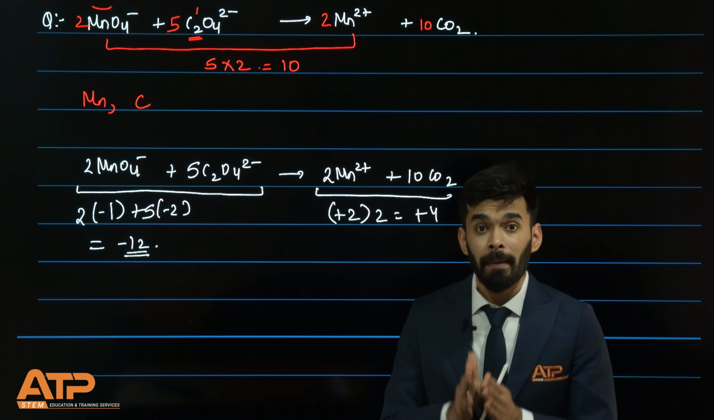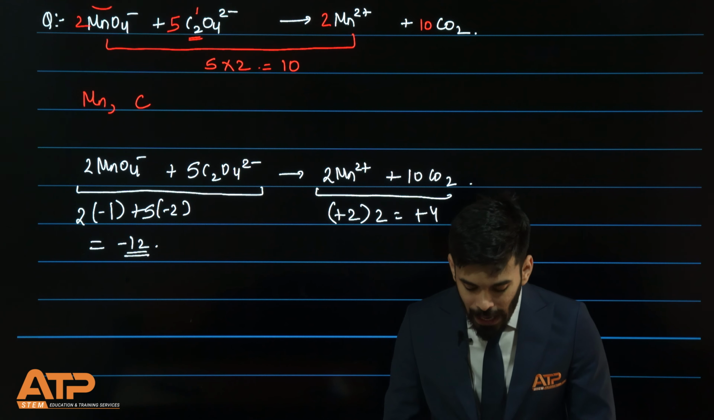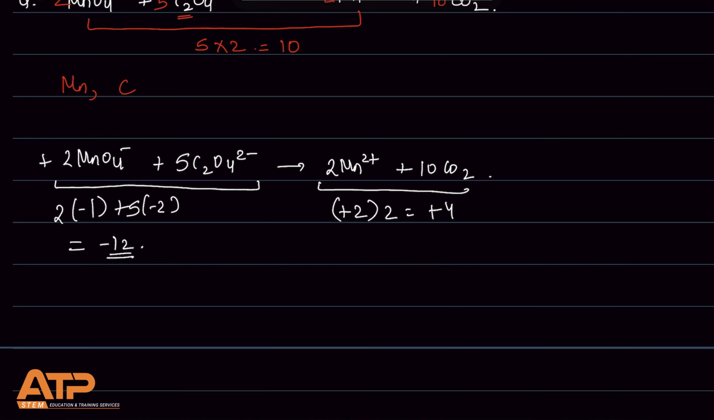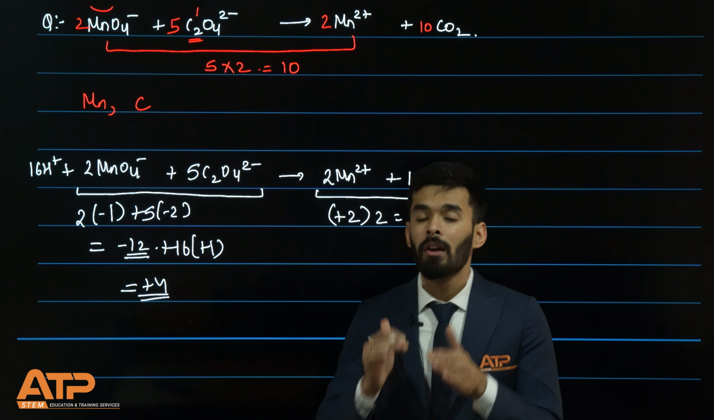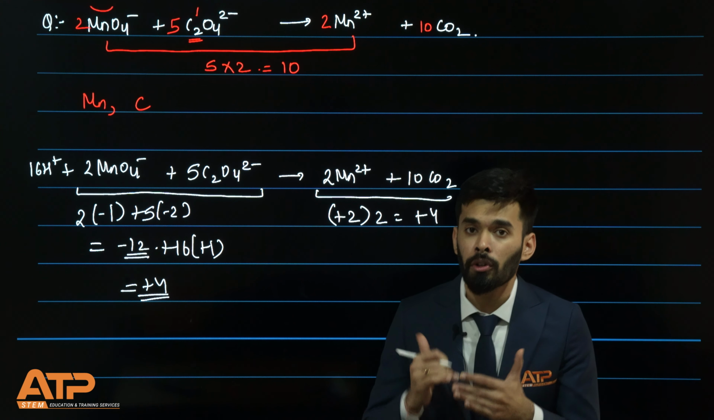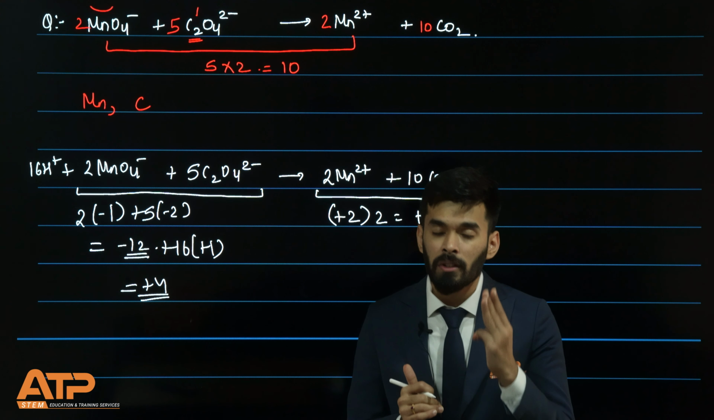We can do that by adding H+. So if we add 16H+ on the reactant side, the net charge on the reactant side will also become equal to +4, and in this way we will be able to balance the charge. We are doing this step for acidic medium. For basic medium, you can try it out on your own. With this, we are done with the third step.